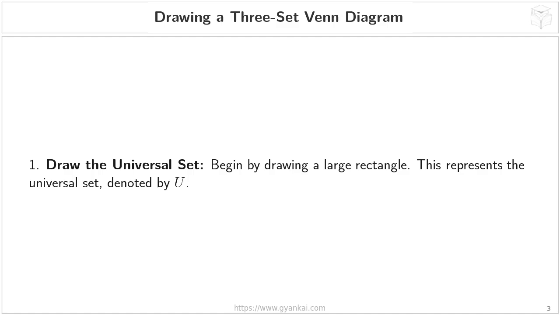First, and this is important to establish our boundaries, draw the universal set. Start by drawing a large rectangle. Think of this rectangle as encompassing everything we're considering in our problem. We call this the universal set, and mathematicians denote it with a capital U.